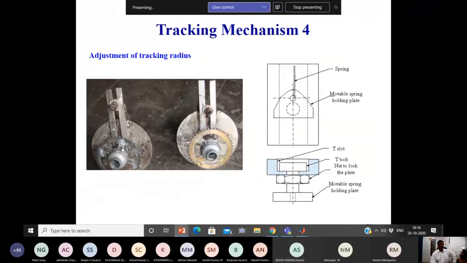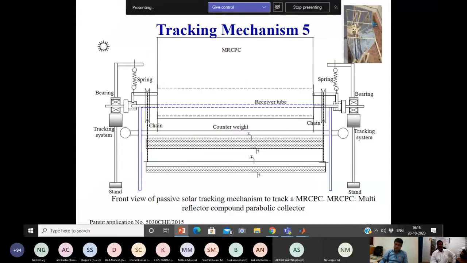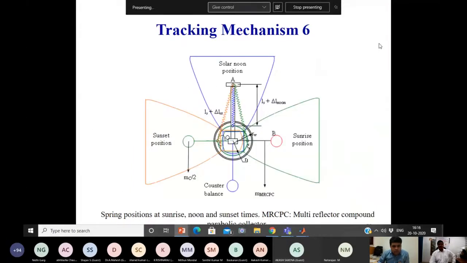And this is a fabricated drawing, and I am showing the right hand side, the corresponding drawing. This is the front view of this tracking mechanism, and also a small photo has been shown here. This is a photographic view, and this is the mechanism at 3 positions.